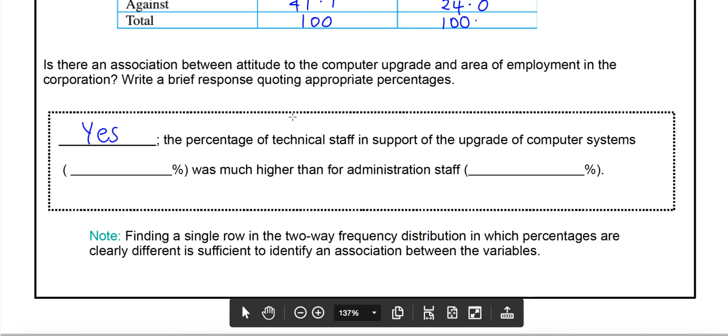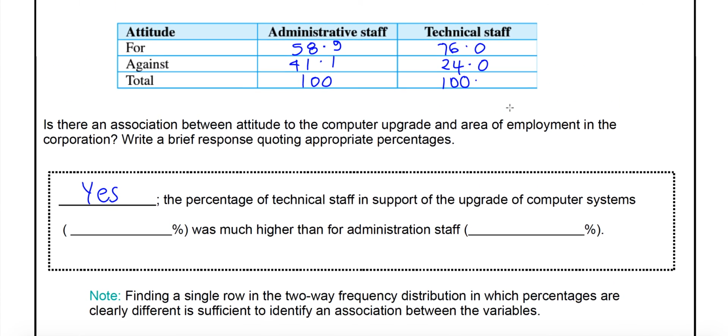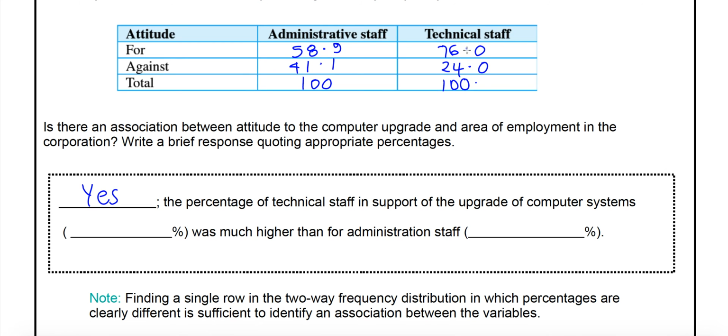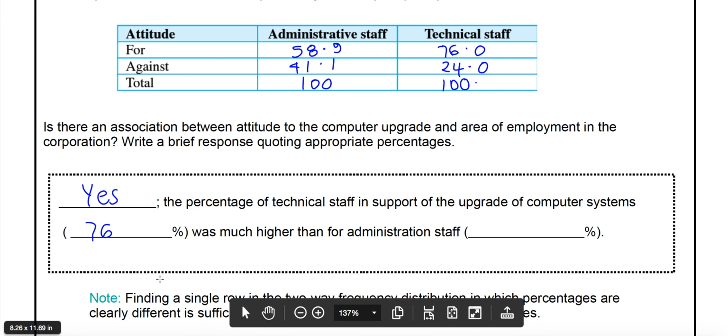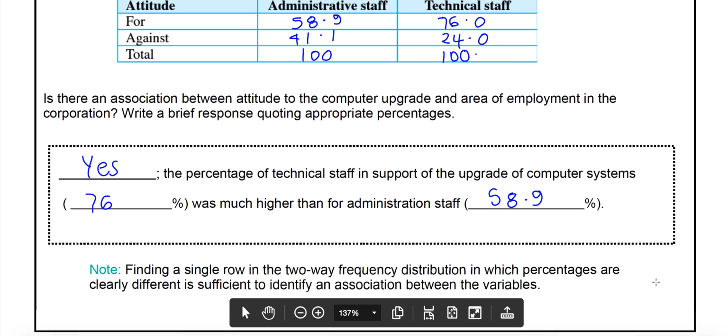So our brief response, quoting the appropriate percentages, will say yes. The percentage of technical staff, so these ones here, in support of the upgrade of computer systems, 76% of them, is much higher than that for administration staff. That's basically all you need to do.